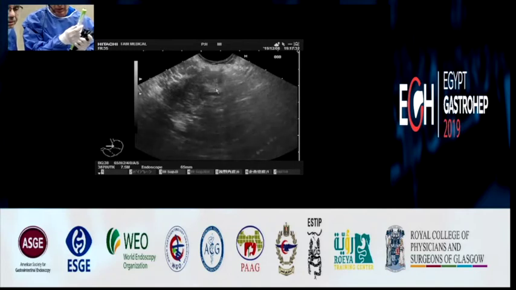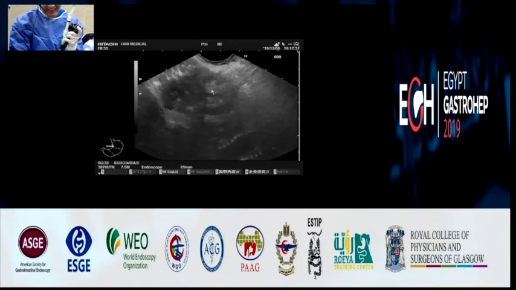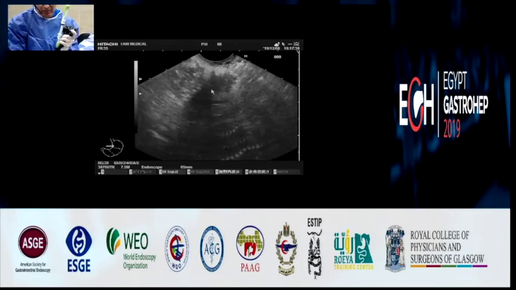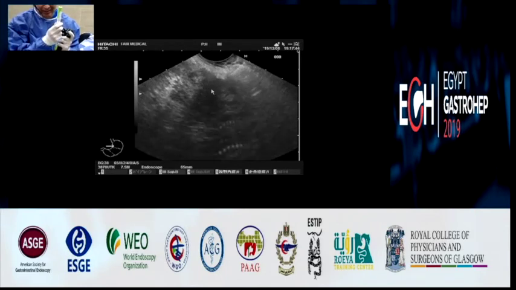Let me try to do a better job. It's not good the way it is. If you want, I can help you to maintain the scope. Here is a good position.